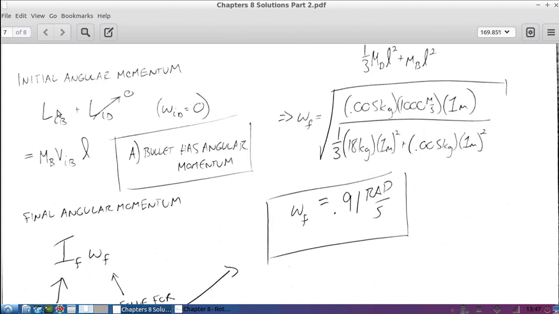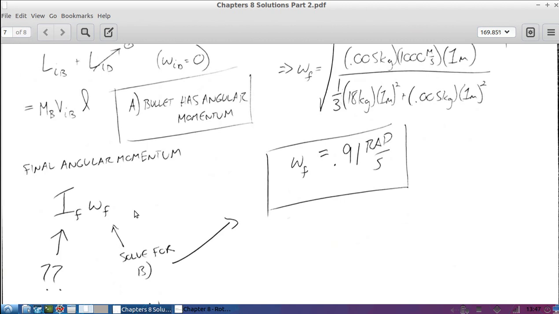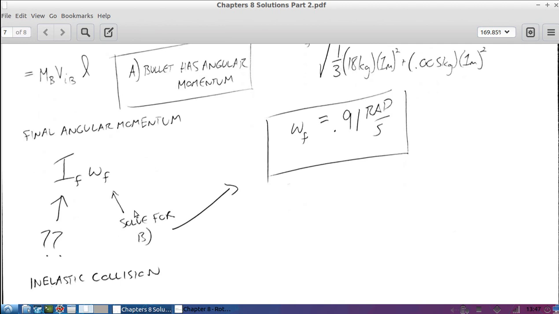So the initial angular momentum is just mvL for the bullet. The bullet has angular momentum before the collision. The door does not. So for the final angular momentum, we're going to treat this much like the merry-go-round. We expect after this inelastic collision, the bullet and the door are going to swing open. It's going to rotate, and so the system is going to have some final angular velocity. Because the system is rotating, I don't want to use that r cross p for the final momentum. I want to use the I omega because it's rotating and it's a rigid object. So I've got to solve for this.